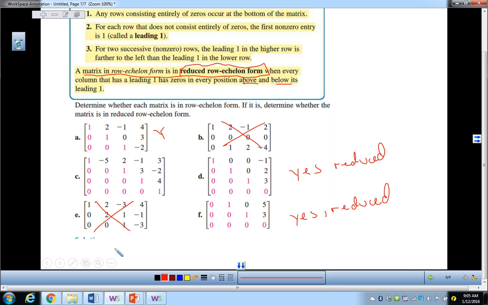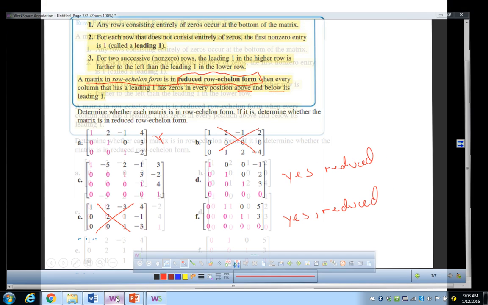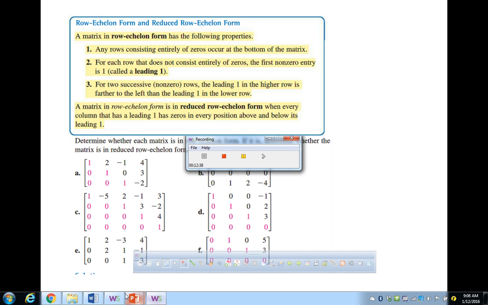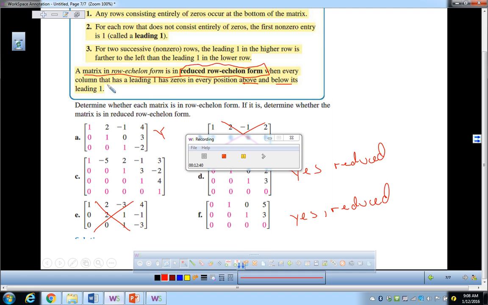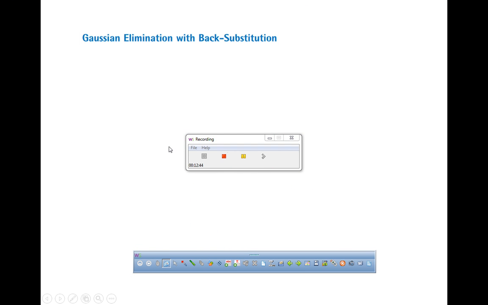So you ready to do one? What's wrong? Okay, we're going to do one now. Here we go, math kids. Here we go. Okay. Oh, where did it go? Where's my... There we go. Here we go. Gaussian elimination.